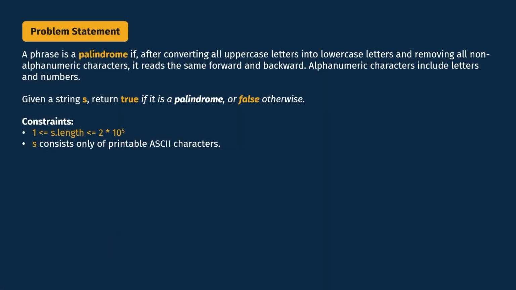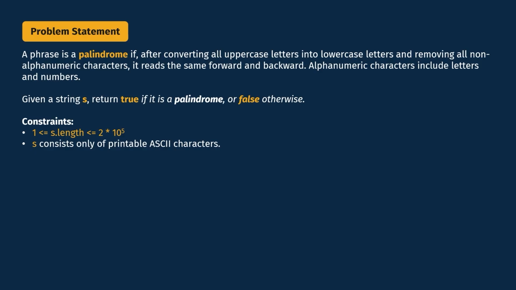Let's begin by understanding the problem statement. A string or phrase is considered a palindrome if, after converting all uppercase letters to lowercase and removing all non-alphanumeric characters, it reads the same both forward and backward. Here, alphanumeric characters refers to letters and numbers. So, given a string S, our task is to return true if it is a palindrome and false otherwise.